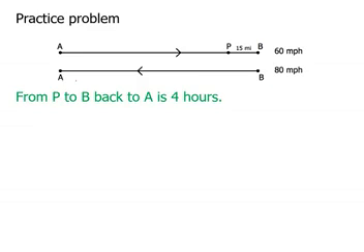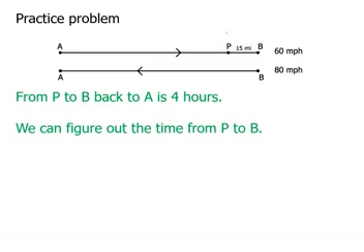Well, notice, I'm very interested just in this little interval right here from P to B. We know the distance and we know the speed, so we can figure out the time. The time would equal the distance, 15 miles, divided by the speed, 60 miles an hour. 15 over 60 is 1/4. So that's 1/4 of an hour.